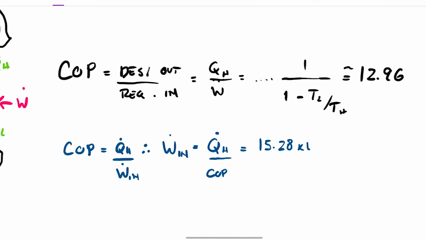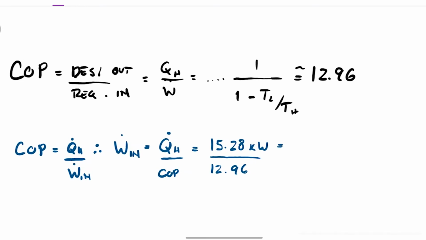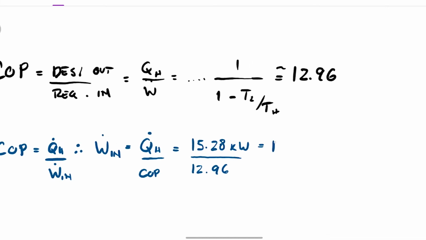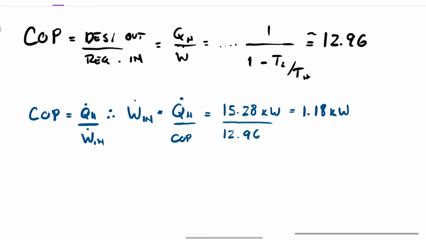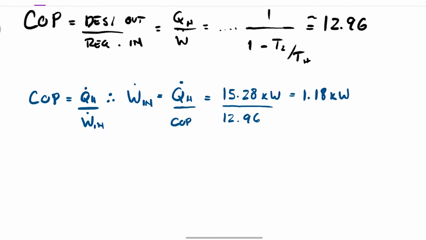15.28 kilowatts. And then the coefficient of performance, as we just calculated, is 12.96. Okay, there's no unit here, so whatever comes out of this is going to be the same unit as the amount of energy I need to remove. And it turns out that the work we need is 1.18 kilowatts. Okay, and then this might be more intuitive to some, because what we end up analyzing is the following.